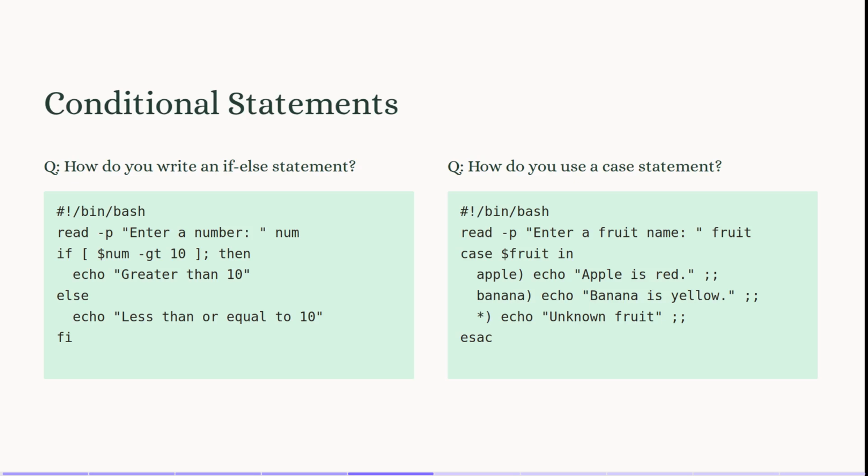But what if we want our script to be a bit smarter and make decisions based on certain conditions? Like, if this happens, then do that. Otherwise, do something else. Is that even possible? Absolutely. That's where conditional statements come in. They're like the brains of your script, allowing it to make choices and take different actions based on certain conditions. Okay, so we're giving our scripts the power of logic.